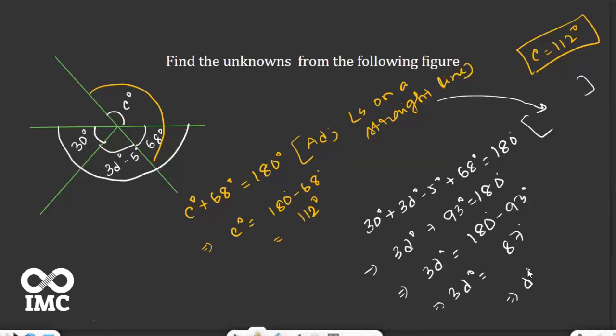So what will be the measurement of D? D will be 87 degrees divided by 3. So 3 to the 8, we have 2 left. So 27, 3 9 27. So the measurement of D will be 29 degrees.